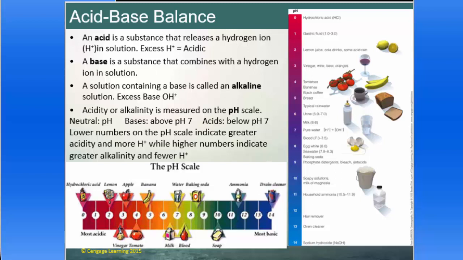So the higher you get above 7, the more basic you are, like drain cleaner, ammonia, some dangerous stuff, soap. And the further you get below 7, the more acidic you get, such as tomatoes and then lemons, and then eventually you get hydrochloric acid, a very acidic solution. The bottom line to all of this is that pure water is right at 7. Pure water is at 7, but salt water is more basic.